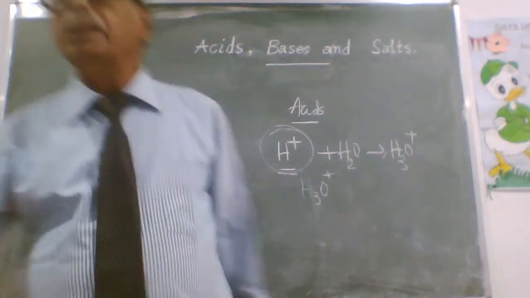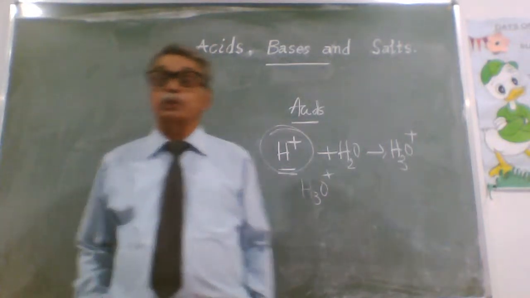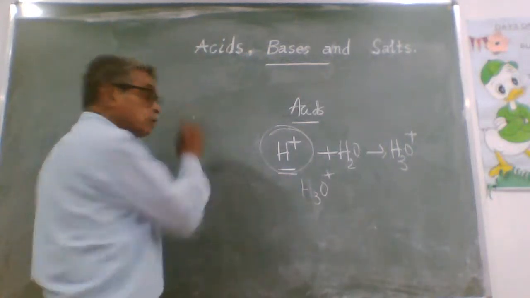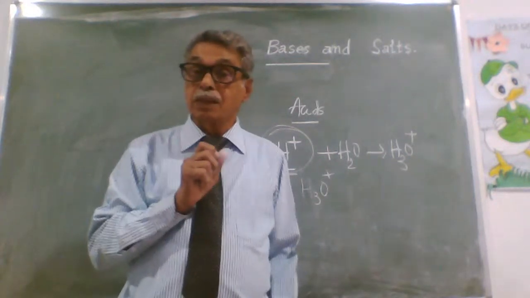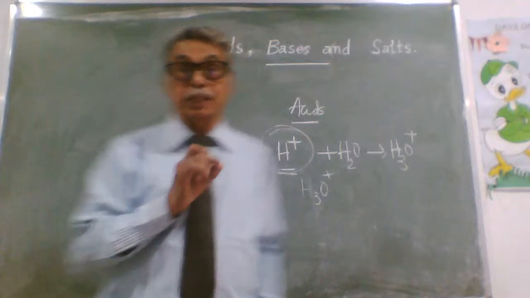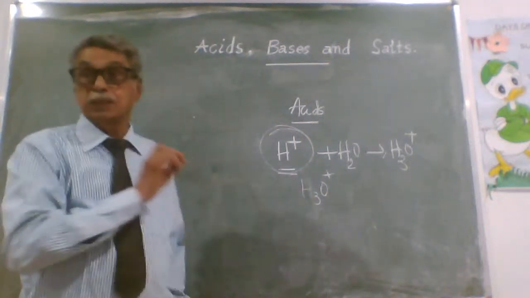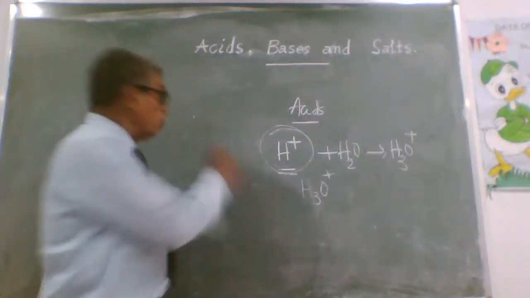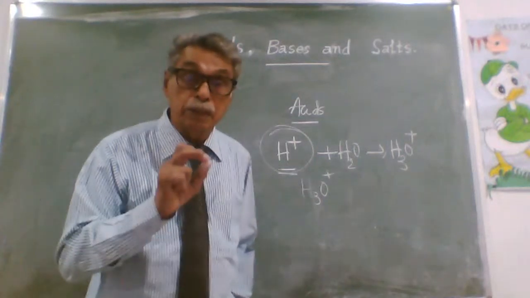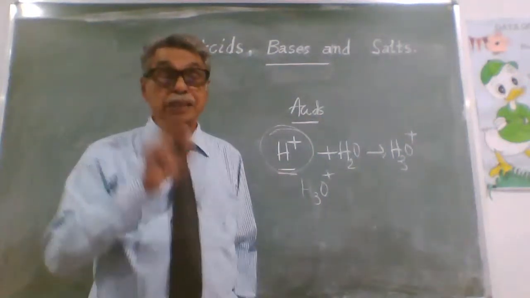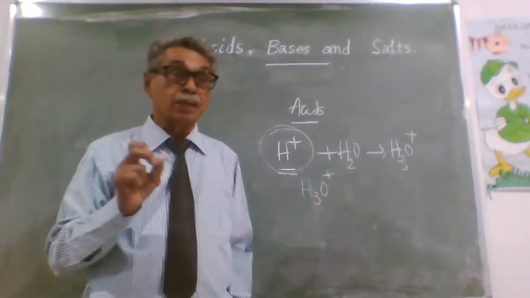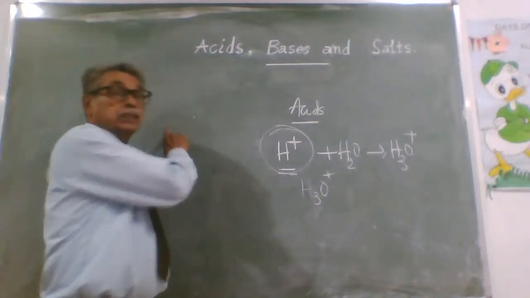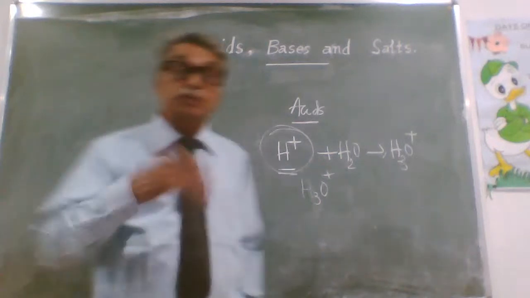When you learned about elements, you must have learned about atoms and molecules. An atom is the smallest part of an element which can take part in a chemical reaction. That's the definition we give. And a molecule is the smallest part of an element which can exist freely in nature. An atom may not exist freely in nature, but a molecule exists freely in nature.